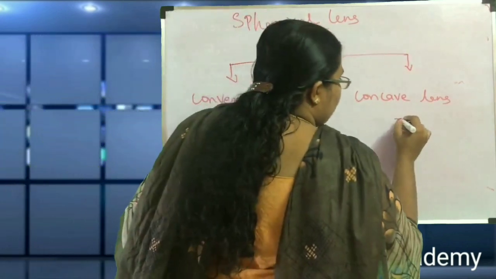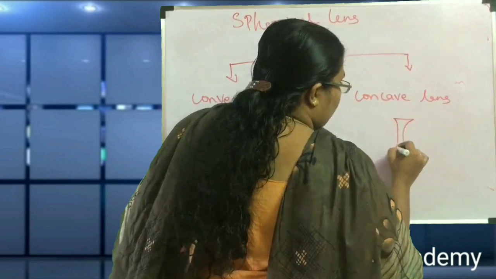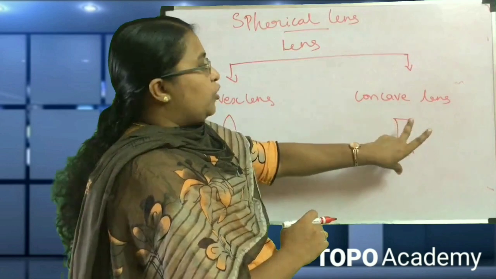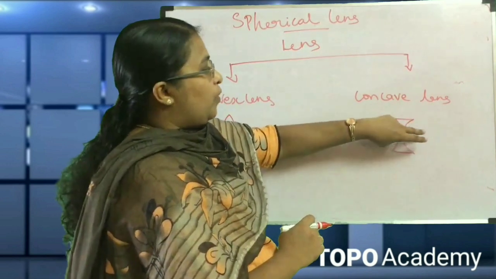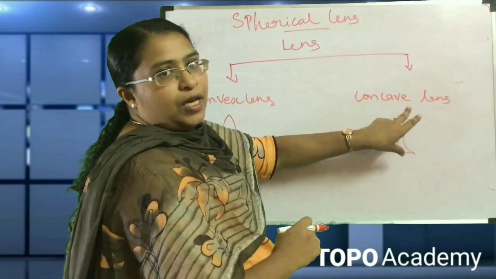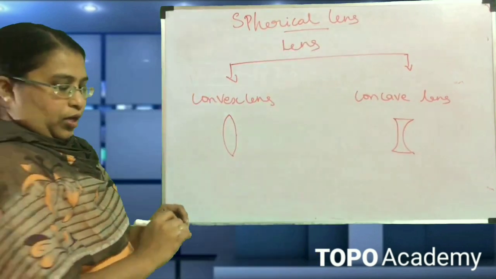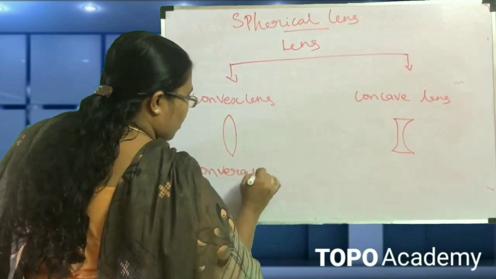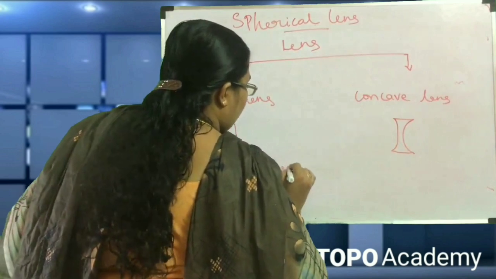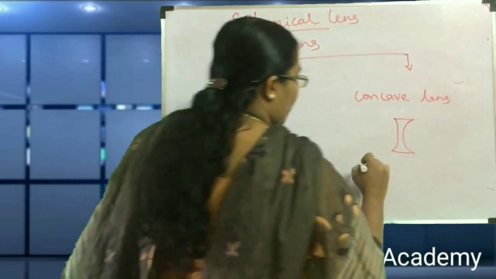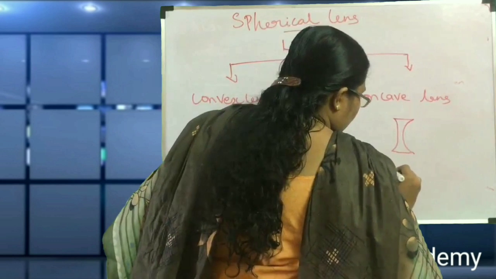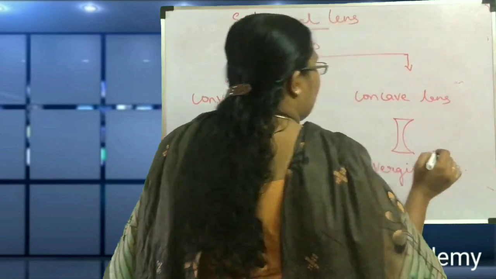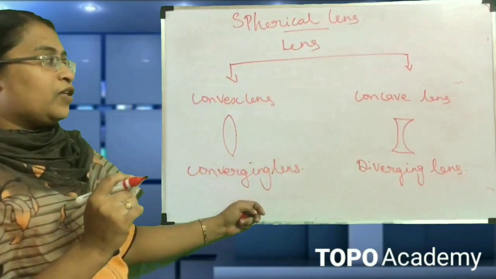In case of concave lens, this is the concave lens. In concave lens, the middle section is thinner and it is bulged towards the outer portion. It is thinner in the middle section and it is thicker to the outer section. And here the convex lens is the converging lens, and concave lens is the diverging lens.